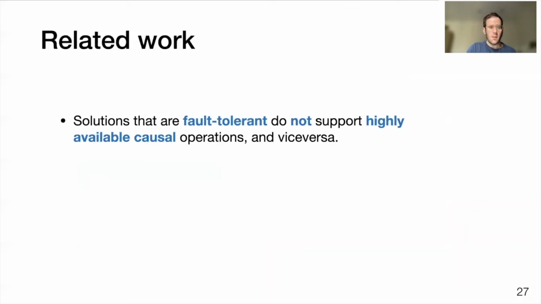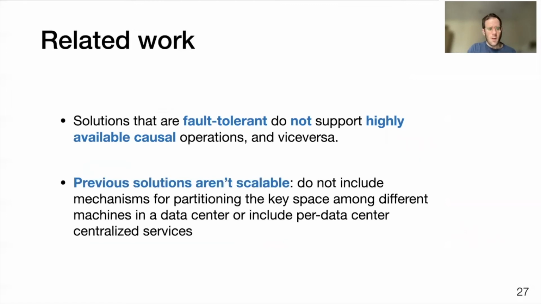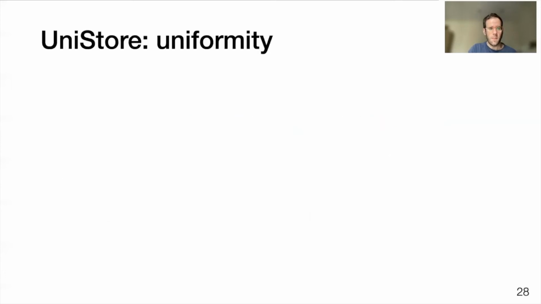So in the related work, we have some solutions that are mixing causal and strong consistency in a fault-tolerant manner, but they don't support highly available causal operations and vice versa. On top of that, previous solutions aren't scalable, so they don't include mechanisms for partitioning the key space among different machines, as we do. And some of them include per data center centralized services, which limits the scalability of their solutions. The way UniStore solves this problem of liveness is through uniformity.